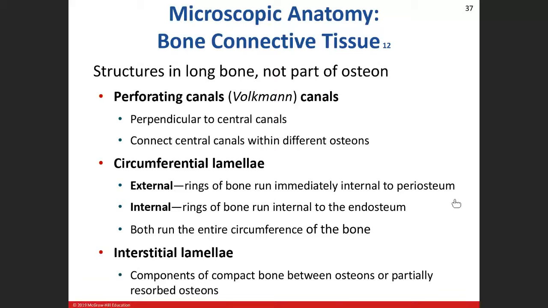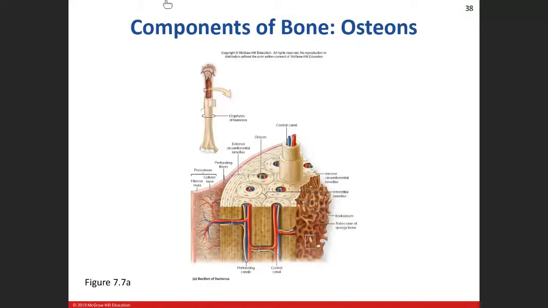Okay? All right, that's for compact bone. So really keep in mind, this is what we're looking at here. This is all compact bone that we just saw, this layer here. So spongy bone, or trabecular bone, is a little bit different. That's going to be this bone here on the inside.